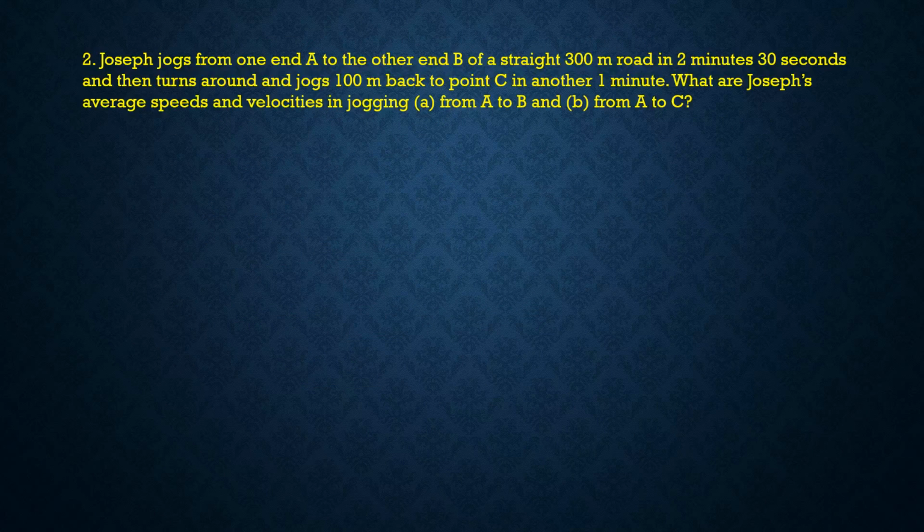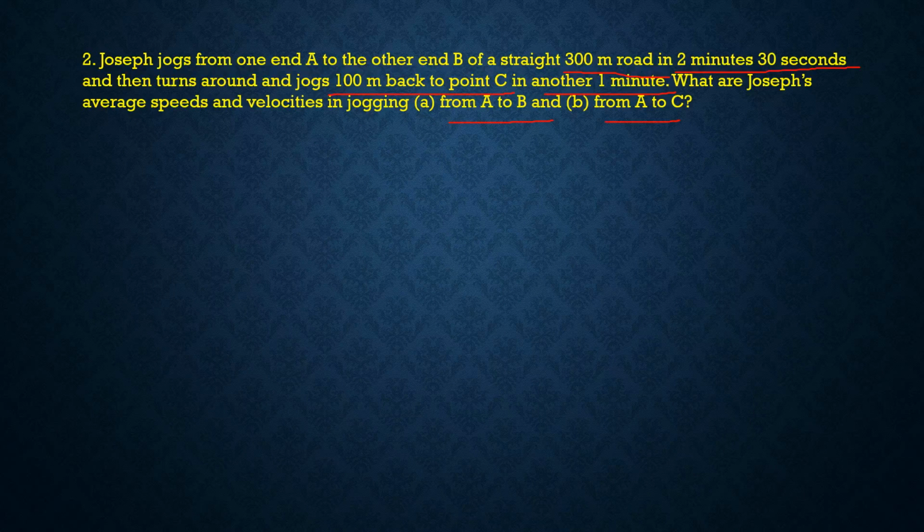Next question. Joseph jogs from one end A to other end B of a straight 300 meter road in 2 minutes and 30 seconds and then turn around and jogs 100 meter back to point C in another 1 minute. What are Joseph's average speed and velocities in jogging from A to B and from A to C?